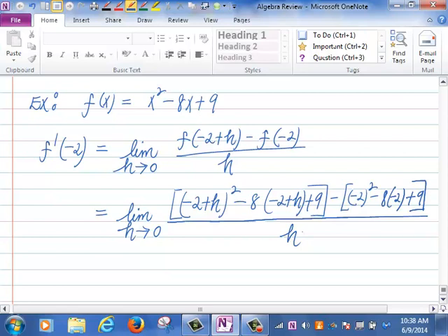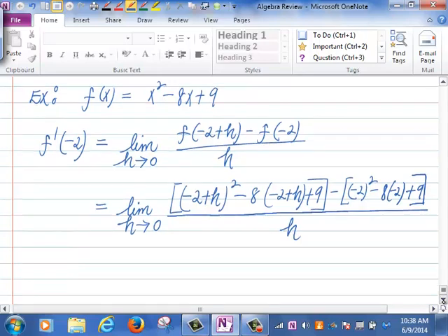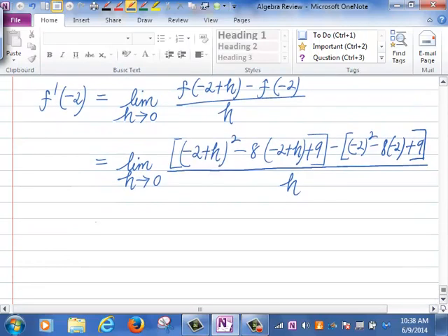Last step? Well, I am evaluating what is f of negative 2 plus h. F of negative 2 plus h, you replace x by negative 2 plus h, here and here. So that's what you get here by plugging in negative 2 plus h. What is f of negative 2? Well, you plug in negative 2 here, negative 2 here. That's what you get, right? Okay, so now we have to multiply out and simplify here.